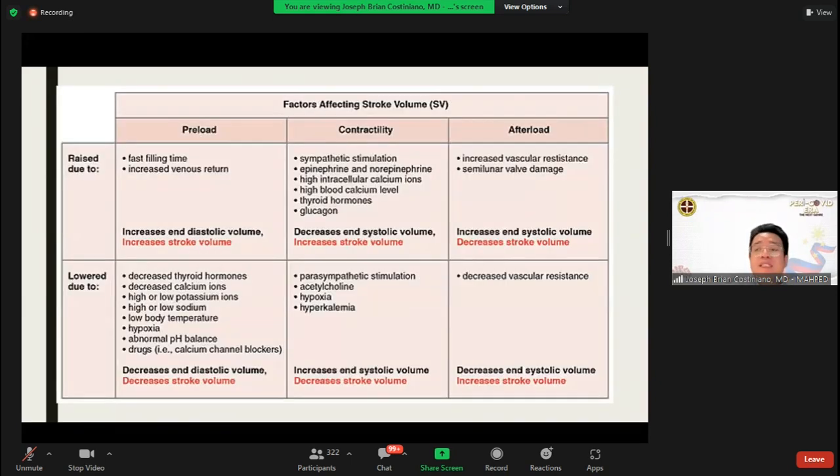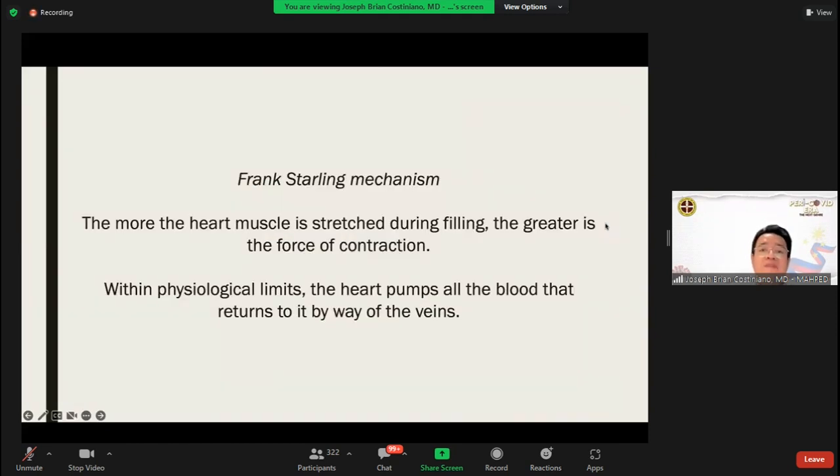So I think I gave this table na to you, no, before. So what are the different factors that affect, for example, your preload, your afterload, your contractility? So just go over it, ha? So dapat na-master na po natin yan. So again, your Frank Starling, the more the heart muscle is stretched during filling, the greater the contraction. Okay? Because within limits, the heart will pump all of the blood that comes inside of it, no? By way of the veins. Lahat ng papasok, ilalabas. Ipupuga lahat, no?